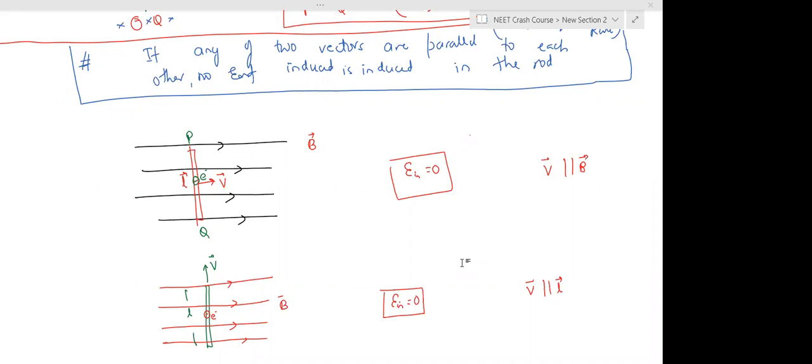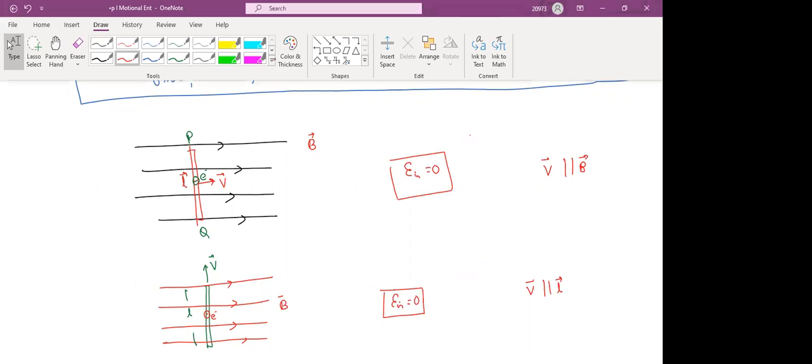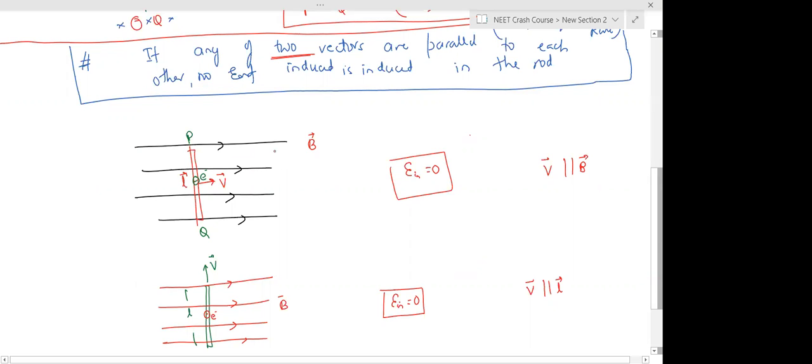So in the case of motional EMF, out of velocity, magnetic field, and length vector, if any two of the vectors are parallel to each other, then there will not be any EMF induced. Reason: if velocity is parallel to the magnetic field, there is no force on the electron. If velocity is parallel to length and perpendicular to the magnetic field, there is a force on the electron, but that force is coming out of the plane or into the plane, where the electron cannot move.